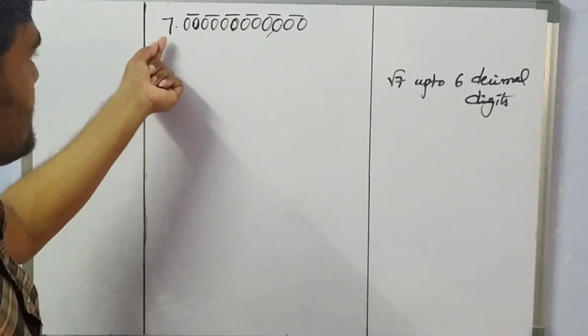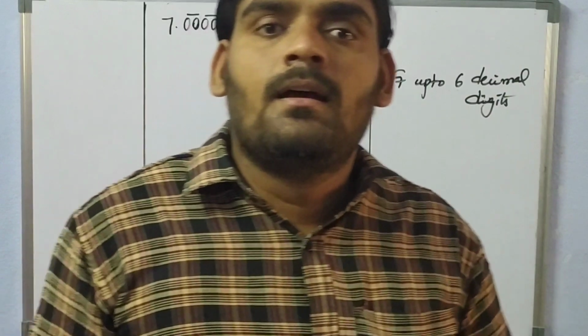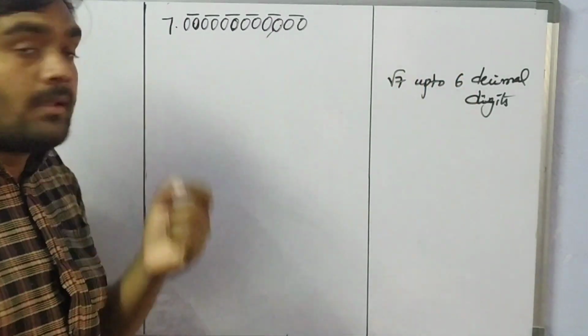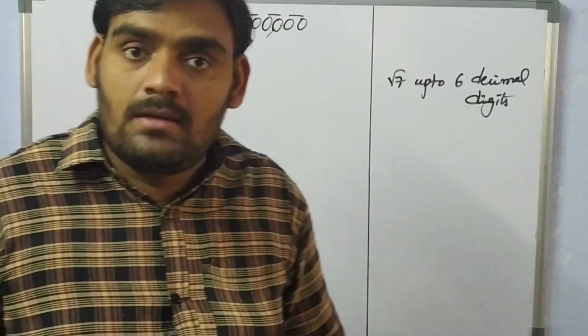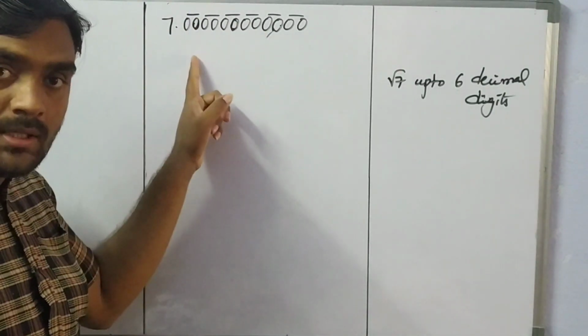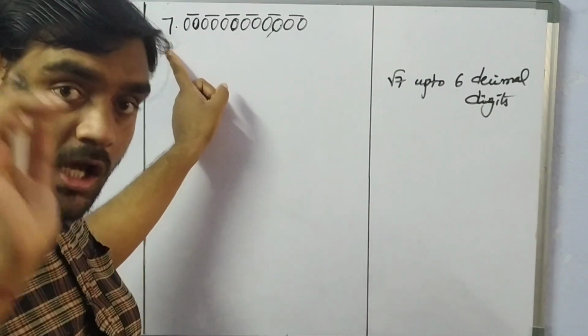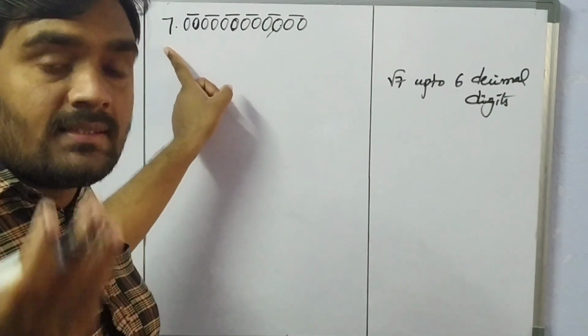See here, what is the number here? 7. We need to write the number which is nearer to 7, but it should not be greater than 7, and the number should be a perfect square. We need to write the number which is nearer to 7 and it should be a perfect square, and also it should not be greater than 7.